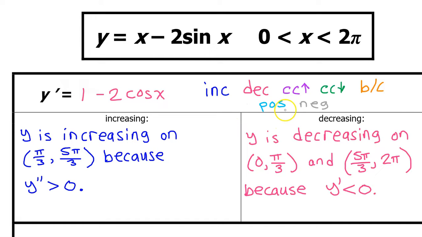A quick word about abbreviations. In other videos, you will often see me use these abbreviations for increasing, decreasing, concave up, concave down, positive, negative, and because. But I need to be clear that you are taking a risk when you use abbreviations on the AP exam. That's because it's up to the discretion of the grader whether or not they accept your abbreviation. Most AP graders will accept these abbreviations. However, there's no guarantee. So if you want to be 100% safe, do not use abbreviations on the AP exam.